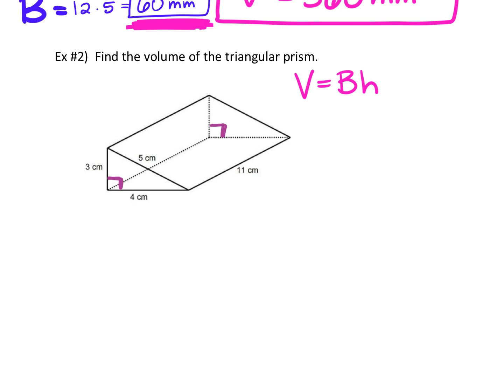If this is a triangular prism, what shape are your bases? Triangles, right? You name a prism by the shape of the base. But everyone wants to use this as the base. It is not the base. The bases, there have to be 2, and they have to be identical.